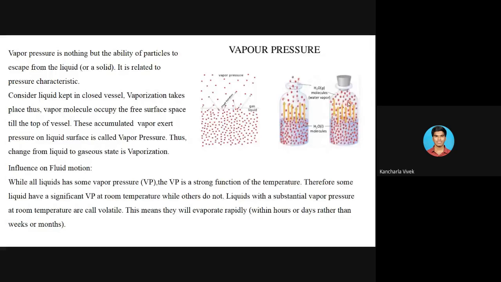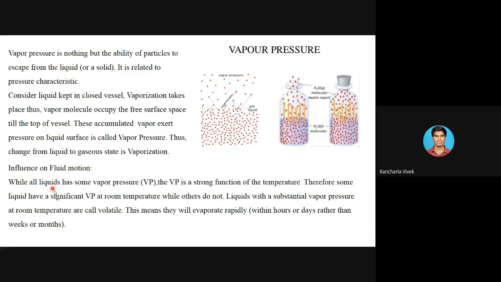This is the accumulated vapor. When they are here, they are in the state of liquid. When they come up out of the liquid surface, they are no more liquid. They are in the form of steam or vapor, so the state of matter has changed. This accumulated vapor exerts vertical downward pressure on the top liquid surface. This is called vapor pressure. The change of state from liquid to gaseous state is called vaporization.